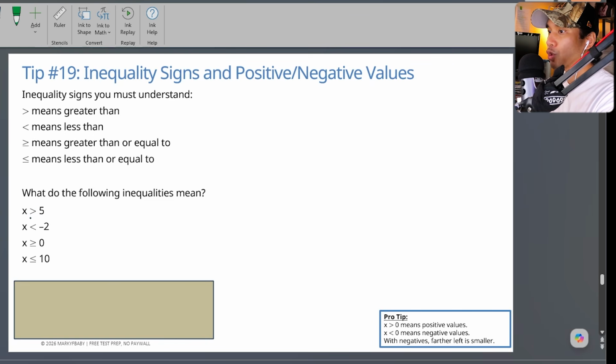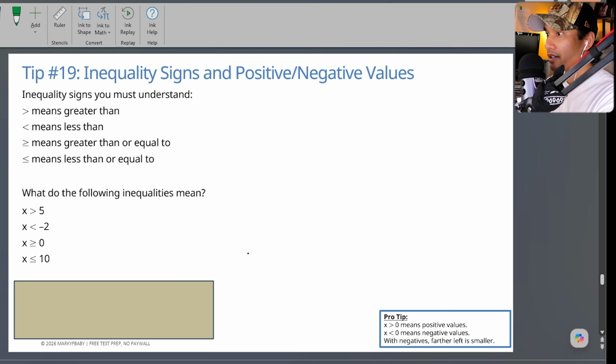X values greater than 5. The next one is X values less than negative 2. The next one is X values that are greater than or equal to 0. So 0 and then on to infinity for all positive numbers, okay? And then you have x less than or equal to 10.